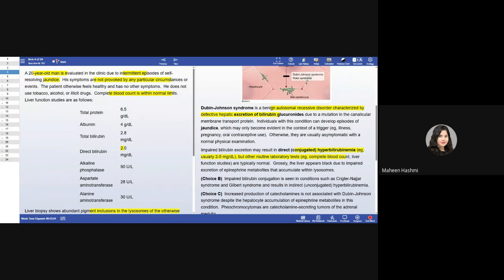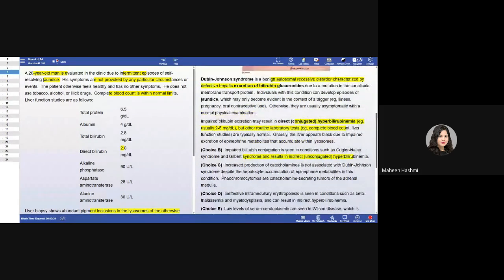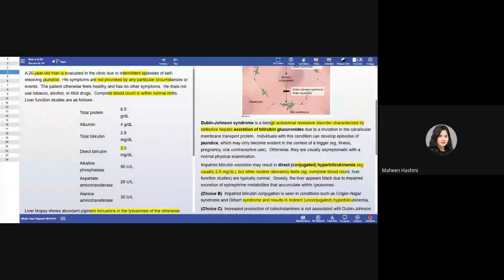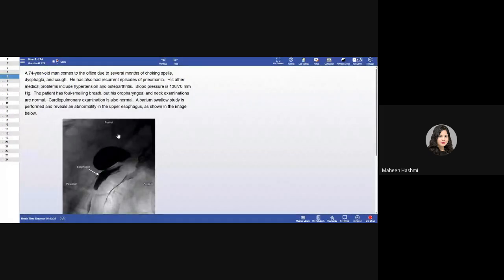So usually they're talking about Gilbert syndrome. Again, it causes an increase in the indirect, unconjugated hyperbilirubinemia. Again, you do not treat Gilbert syndrome. What do you treat? You only treat Rotor syndrome. Even Dubin-Johnson you do not treat, but you only treat Rotor syndrome in this. Okay, all right. Then we go to the next question.